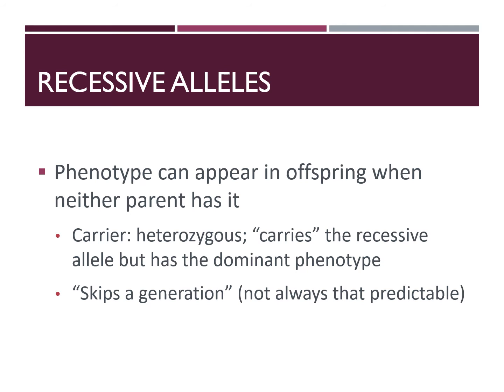Recessive alleles can be inherited without either parent having the phenotype. That would mean that the parents are heterozygous. That's also called a carrier. We call it that because they are carrying the recessive allele, even though they have a dominant phenotype. So when you talk about something skipping a generation, say grandma had blonde hair, both your parents have dark hair, and then you have blonde hair, that's because blonde hair is recessive. It's not something that's always that predictable. It's not always going to alternate generations.